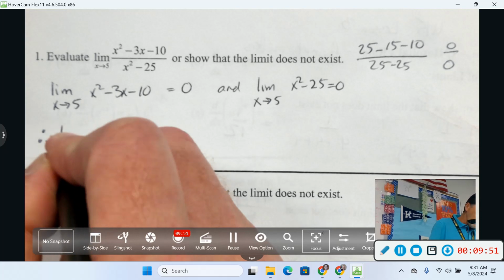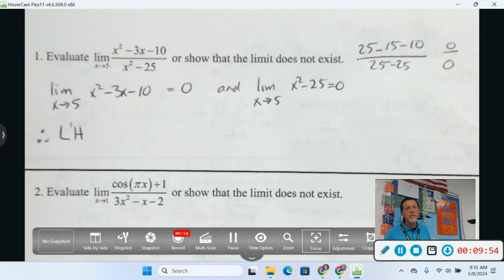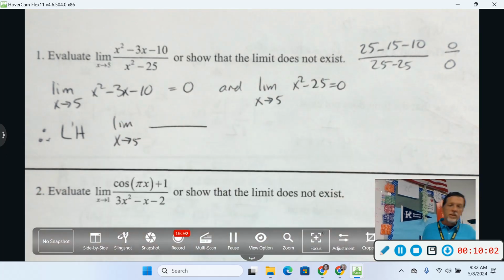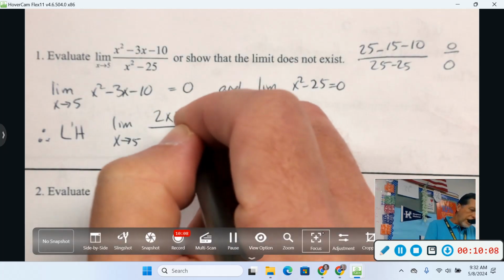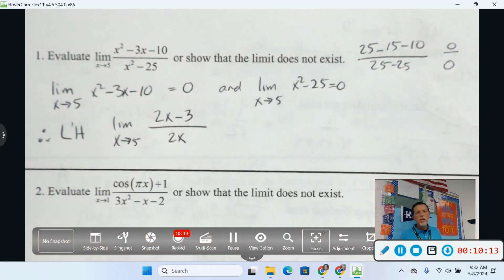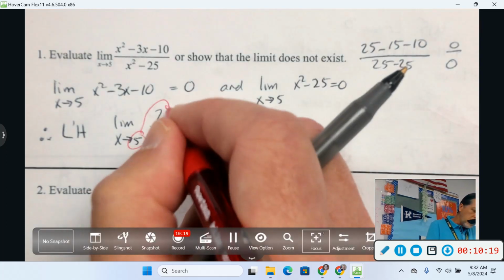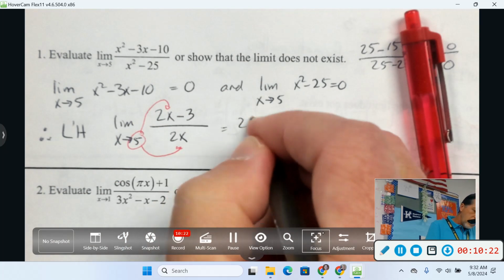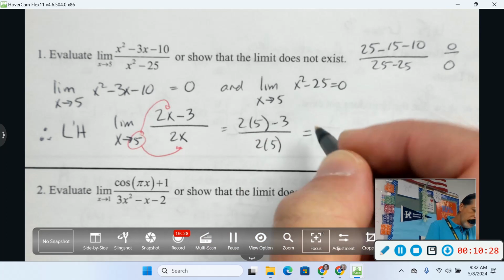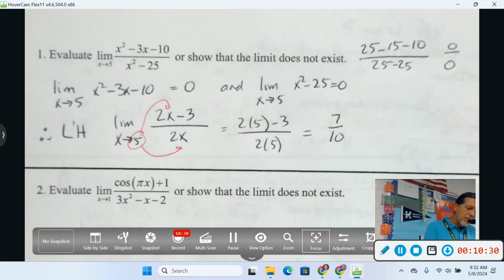So we're going to say therefore, and we can abbreviate a little bit here. Therefore, L'Hopital. So limit as x approaches 5, and now we can do the derivative. Nice when they're easy derivatives. So 2x minus 3 in the top and 2x in the bottom. Again, not quotient rule, just derivative of top, derivative of bottom. Try again with the substitution. 2 times 5 minus 3 over 2 times 5. So that would be 7/10.